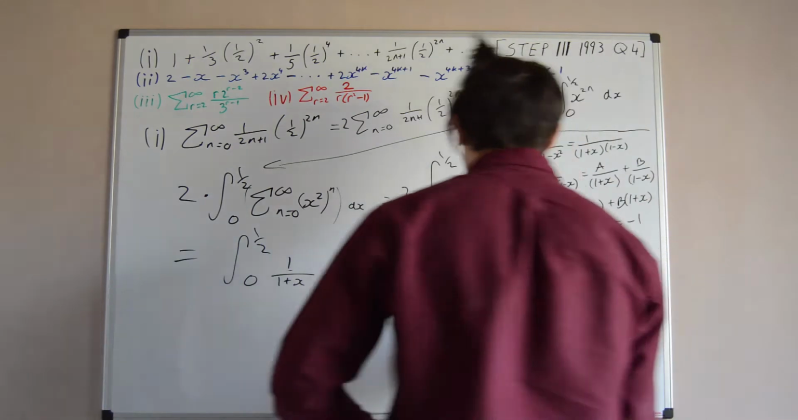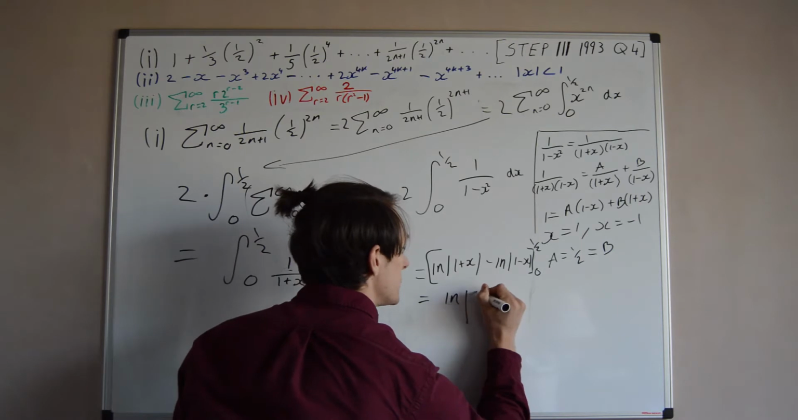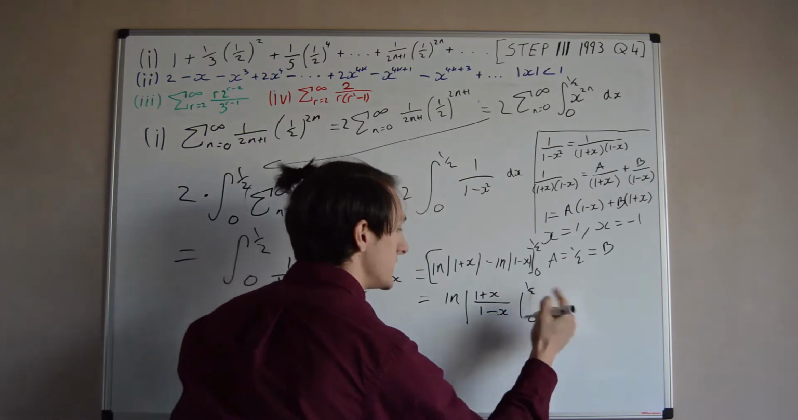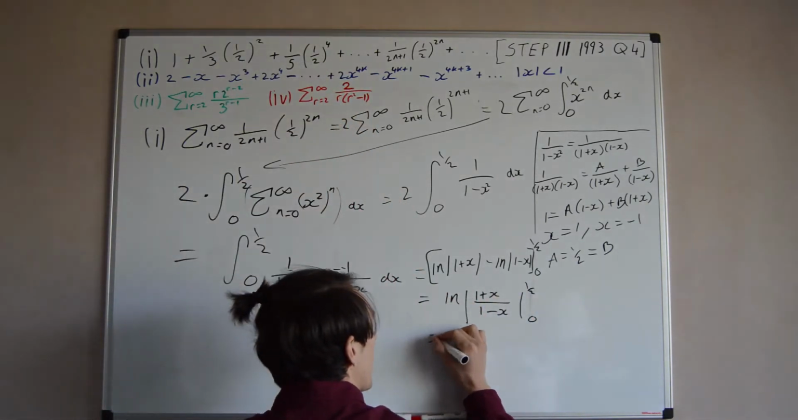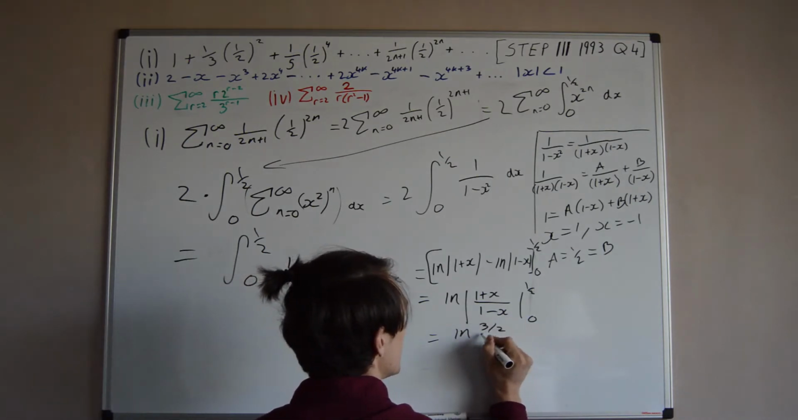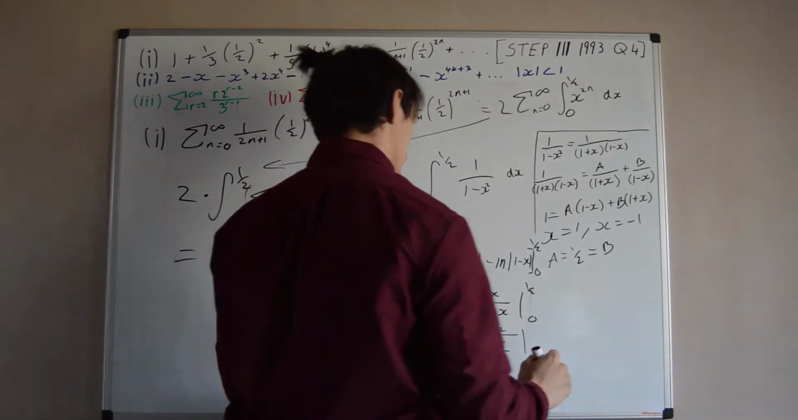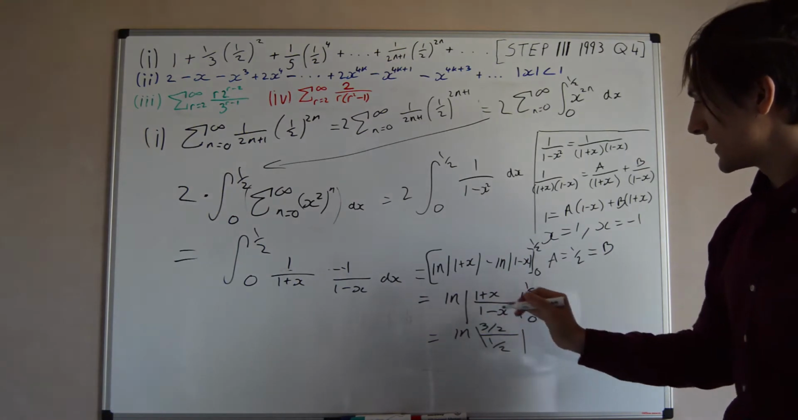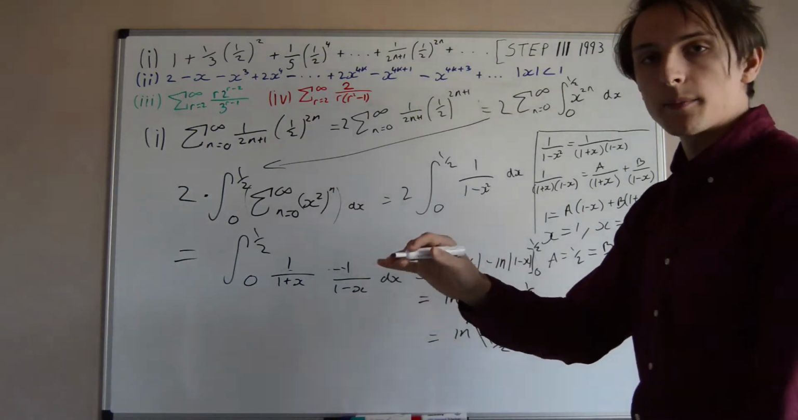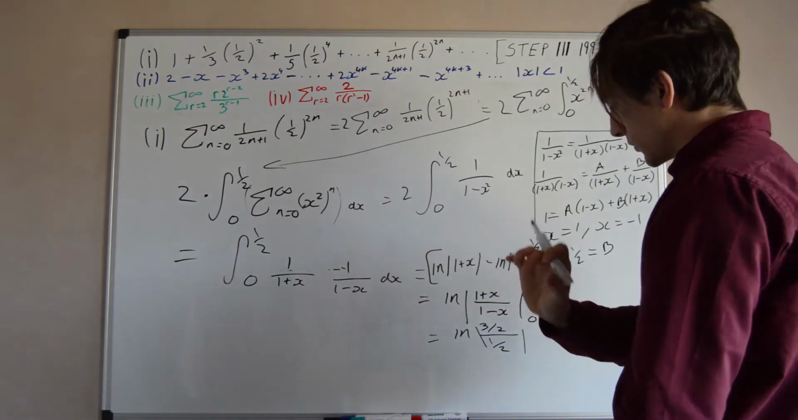Well, I can combine this using the law of logs. So I get the modulus of 1 plus x divided by 1 minus x, between a half and 0. When I sub that in, I get the natural log of 1 plus a half, which is 3 over 2, so it's 3 over 2 divided by a half, in modulus signs. And then when I sub my limits in, I'm going to get the natural logarithm of 1 plus 0 divided by 1 minus 0, so that's the natural logarithm of 1, which is 0, so that will vanish.